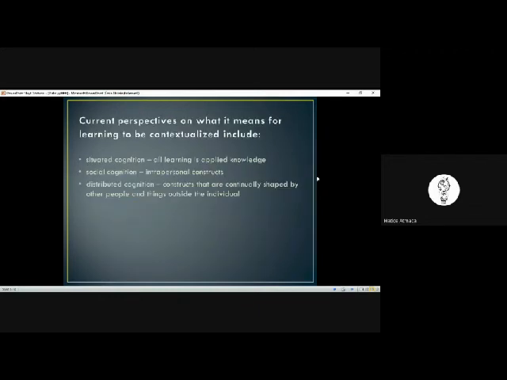Next, current perspectives on what it means for learning to be contextualized include situated cognition, where learning is applied knowledge, social cognition, interpersonal constructs, and distributed cognition, constructs that are continually shaped by other people and think outside the individual.